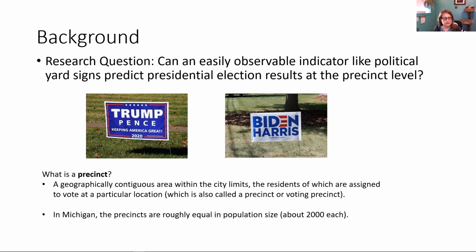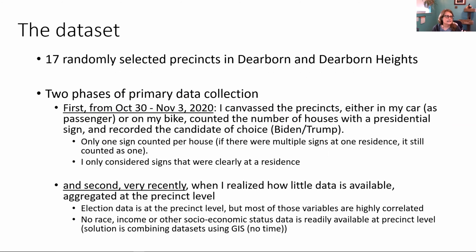A precinct in the US is a geographically contiguous area within city limits, and the residents within that area vote at a particular location, which is also called a precinct. In Michigan, the precincts are roughly equal in population size, about 2,000 each. My data set consists of 17 randomly selected precincts in Dearborn and Dearborn Heights. There were two phases of primary data collection here, so I'm presenting data that I collected myself.